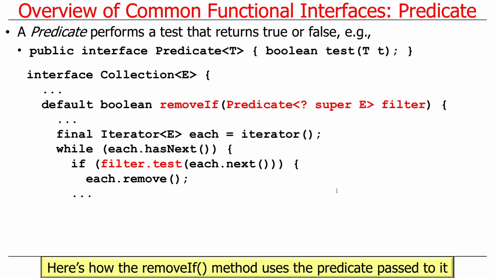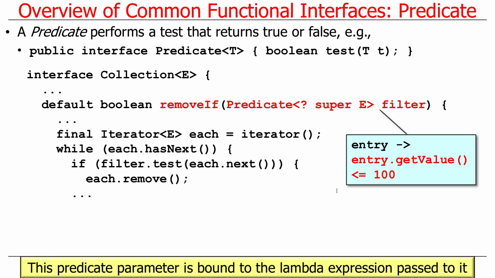So we have this thing called a filter. And what we're going to do here is use this filter to test each element in the collection. And if it matches, we're going to remove it. So this is what's called a predicate operation, removeIf. If the filter matches, remove the item, otherwise don't remove it. As you can see here, that's the lambda expression that's actually passed in as the filter predicate, entry.getValue less than or equal to 100.